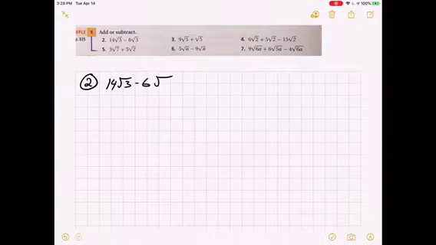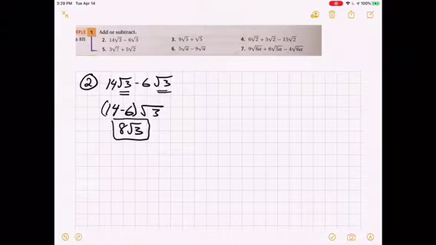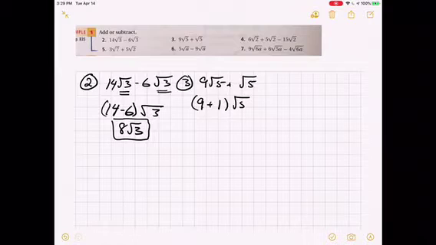So on number 2, we have 14 times the square root of 3 minus 6 times the square root of 3. Notice that they're both square roots of 3. So we can do 14 minus 6, and that is going to give us 8 times the square root of 3. Number 3 is 9 times the square root of 5 plus the square root of 5. That's understood to be a 1. So that's 9 plus 1 times the square root of 5. And so that's 10 times the square root of 5.